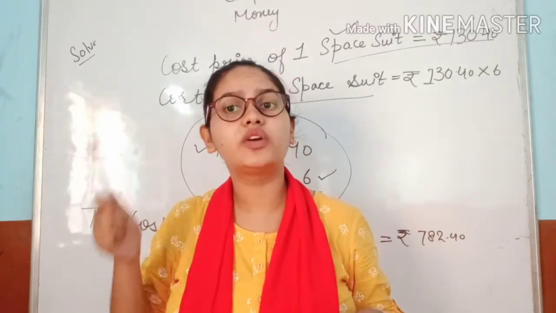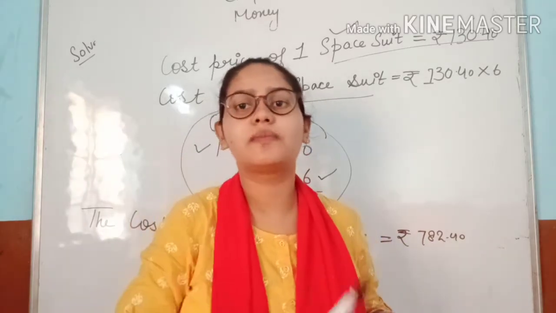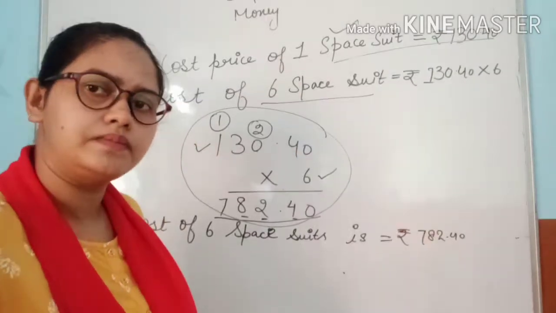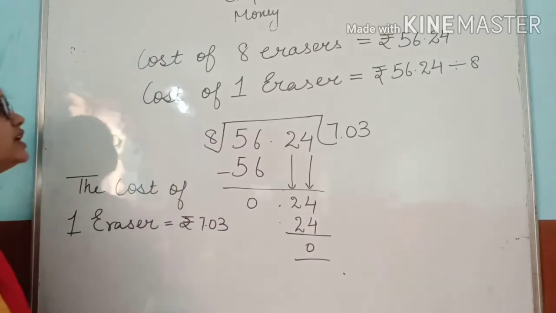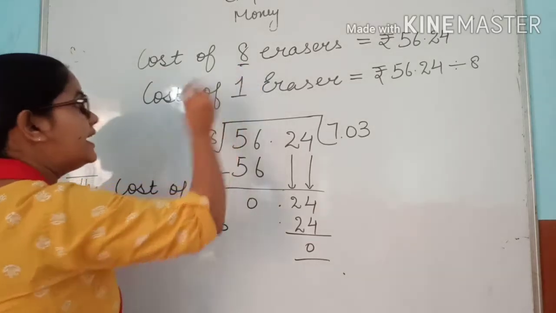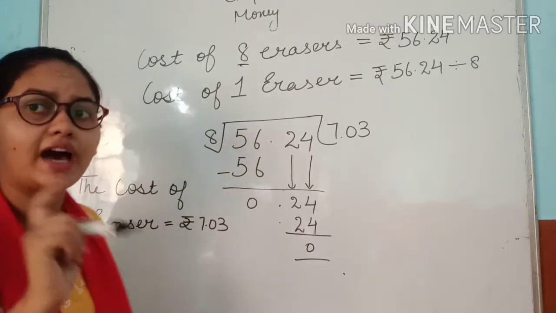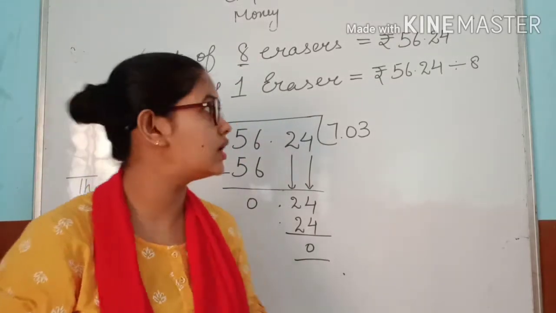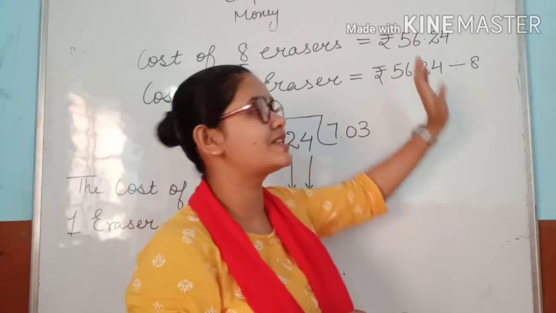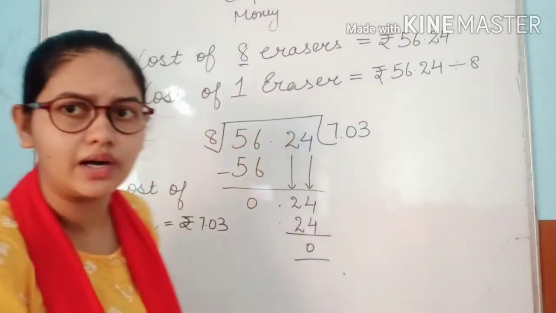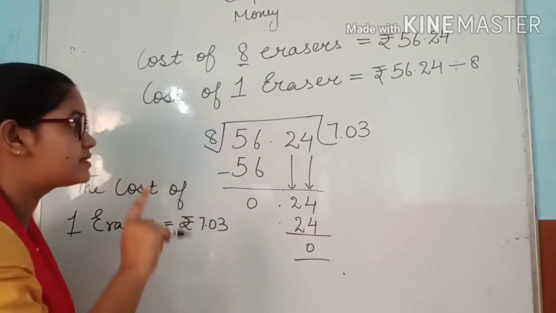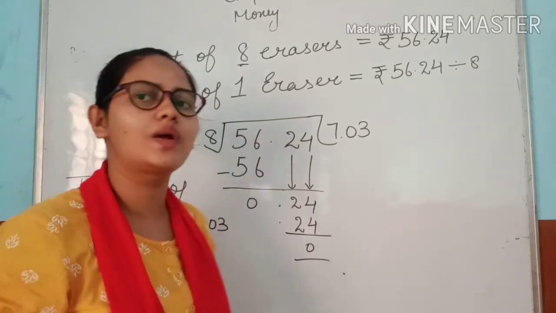Then what we have to do is take a division method. Okay, so let's find out with the division method. So students, as we know, the cost price of 8 erasers is rupees 56.24. We know that now. Okay, now what do we have to find out? We have to find out, by the statement, the cost of one eraser.